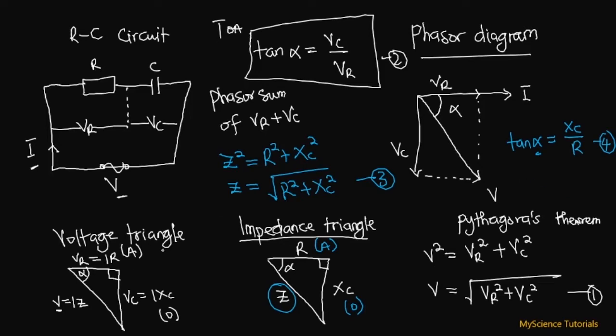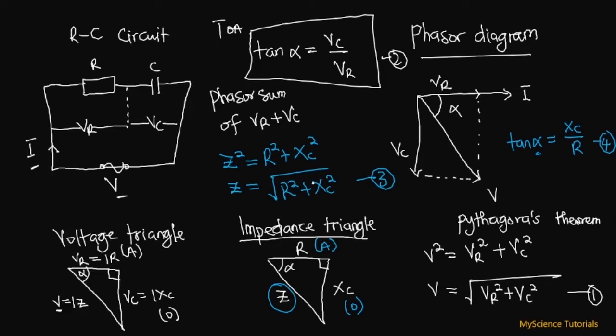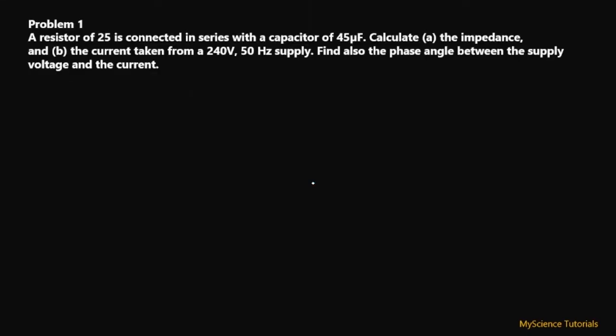So now that we've gone through the basics of the R and C series AC circuit, and we've looked at all the important equations that we need to note, let's proceed to have a look at a few examples to really appreciate what we are doing.